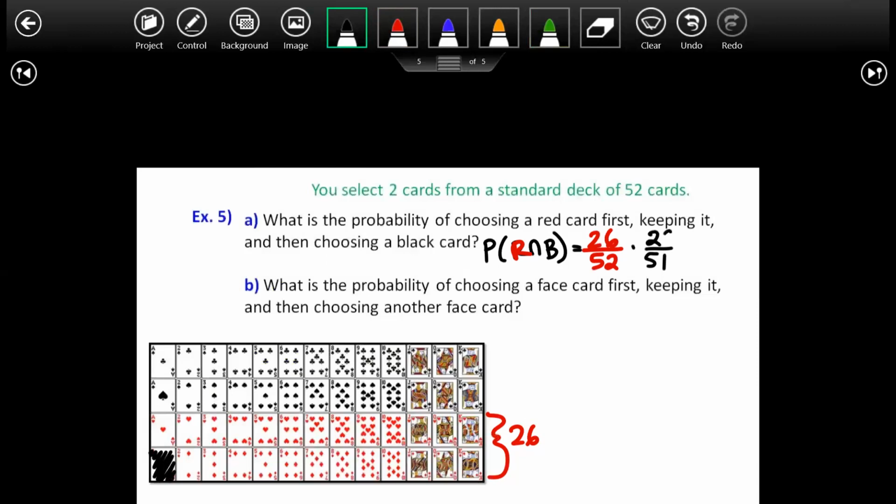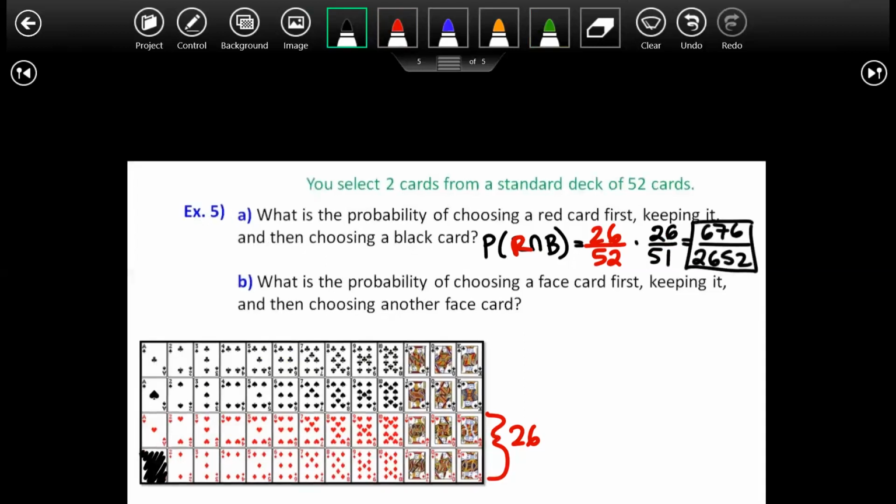26 left. So even amounts, even though it looks like they're different, they're even. This is a large number. What do we get? 676 over what? 2652. Seeing you thought this was hard. This is it.